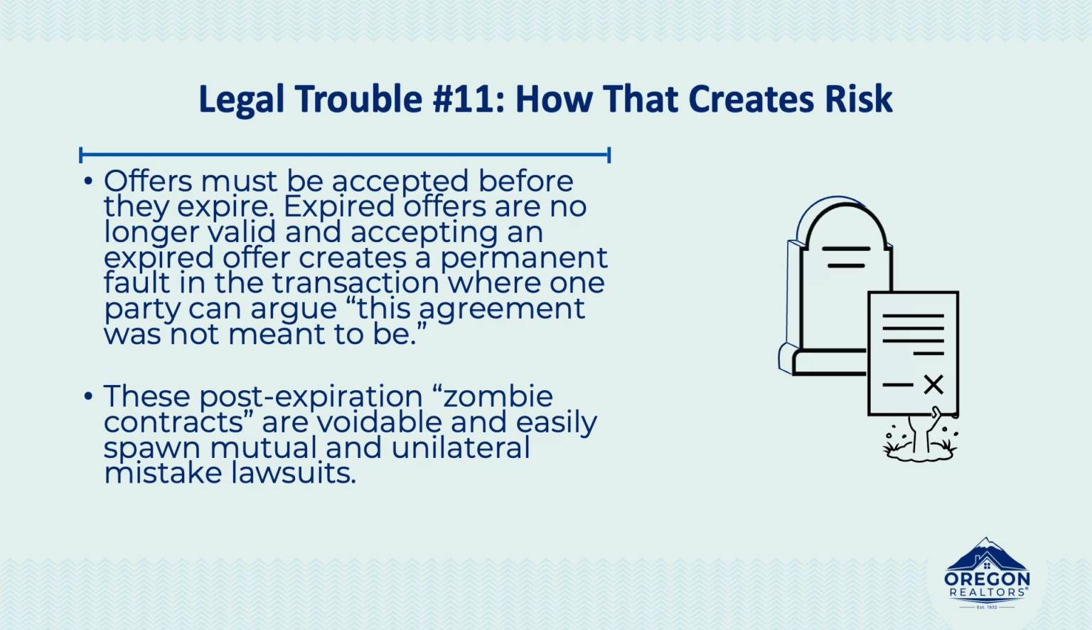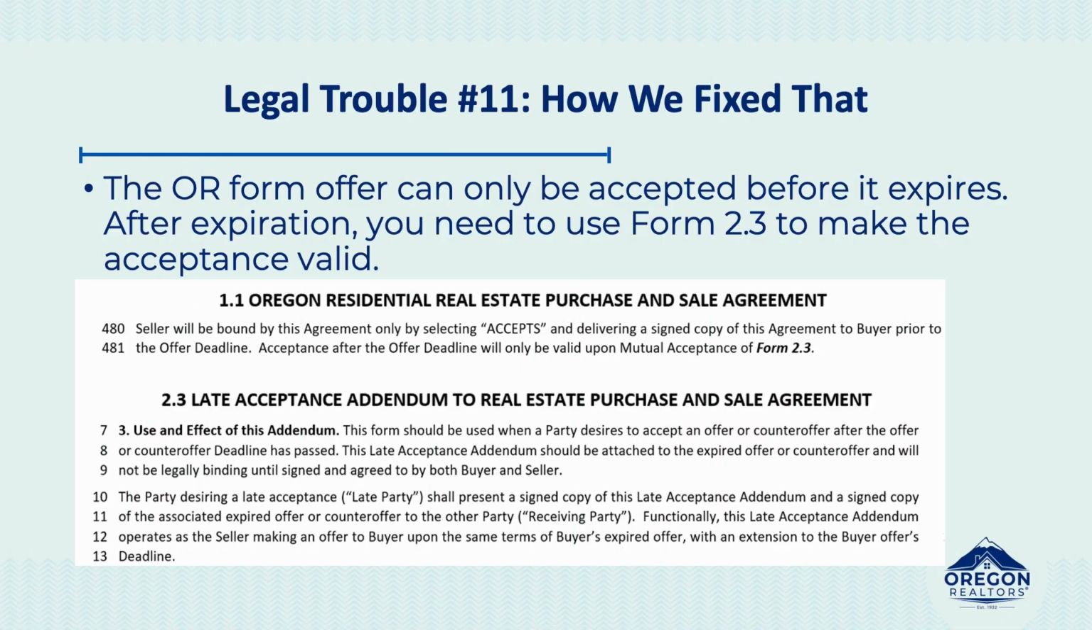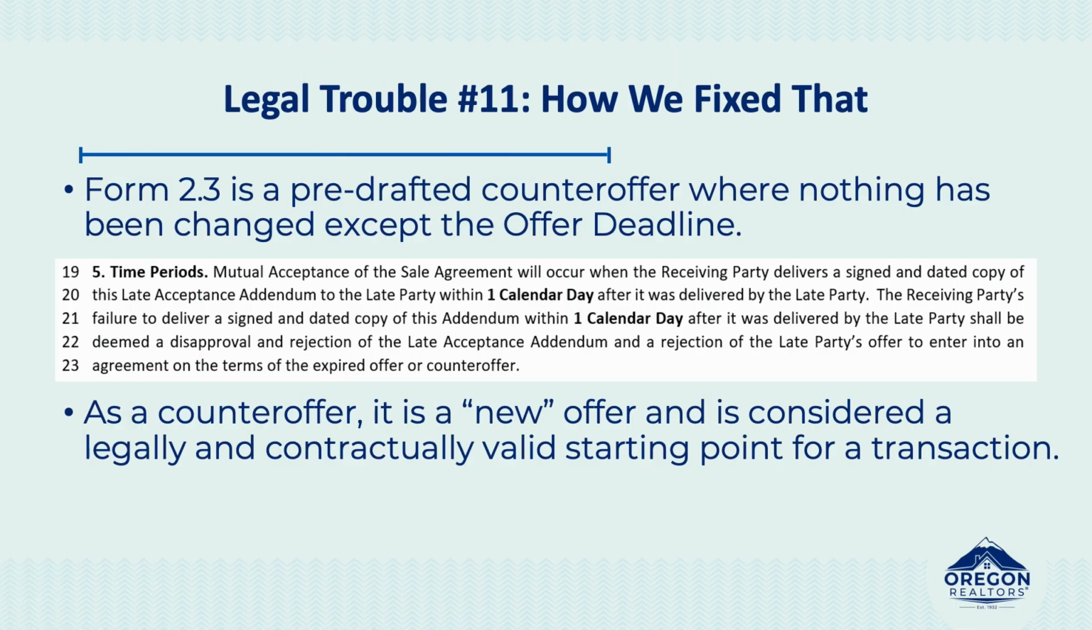Avoid them in general. And the way that we tried to fix that in the Oregon Realtors forms is by saying you can only accept an offer before it expires. Once it's expired, you need a full new offer. It needs to be something fresh. Form 2.3 is for late offers. You missed it, sorry. It's a pre-drafted counteroffer.